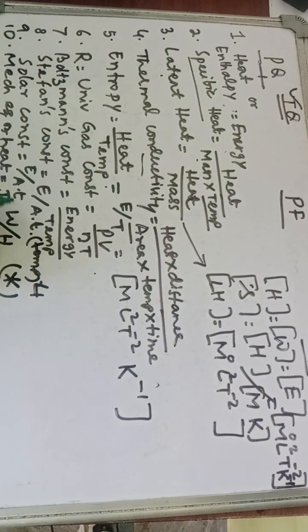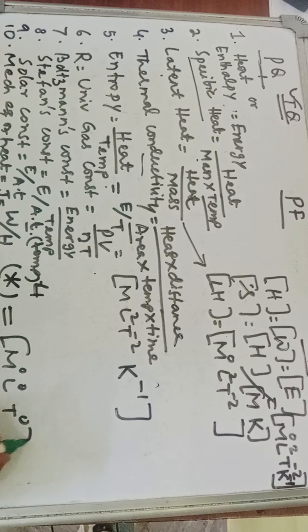Stefan's constant is energy by area into time into temperature to the power 4. Solar constant is energy by area into time. Mechanical equivalent of heat is work done by heat, hence it is a dimensionless quantity, or M, L, T, everything is to the power 0.